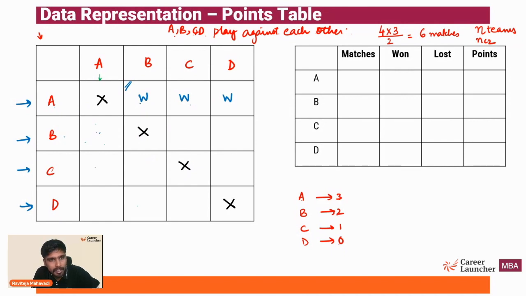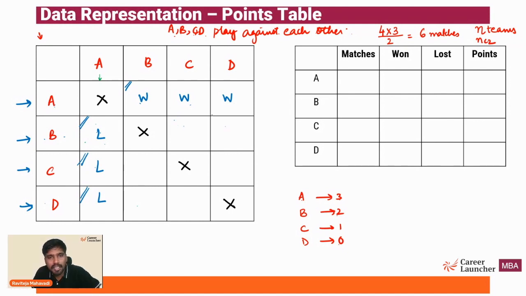This is B's game against A. This is C's game against A. This is D's game against A. What happened to B against A? He lost. What happened to C against A? Lost. What happened to D against A? Lost.